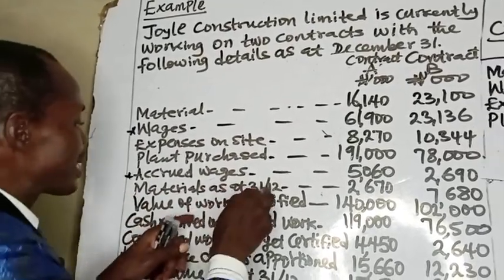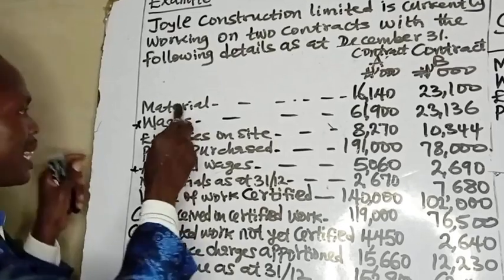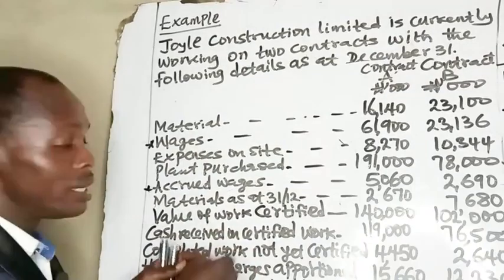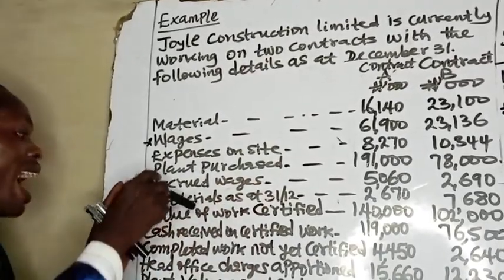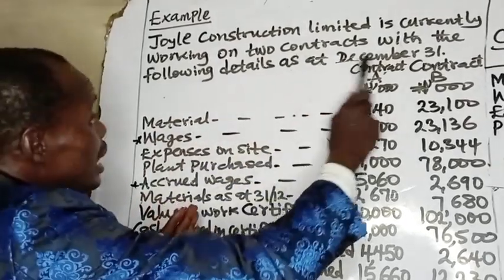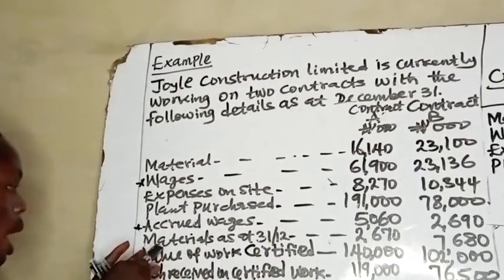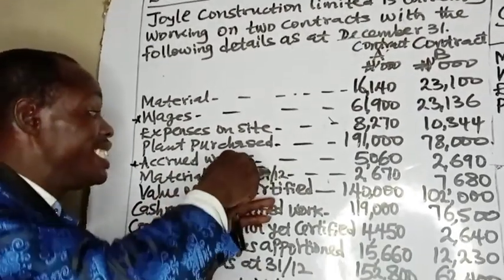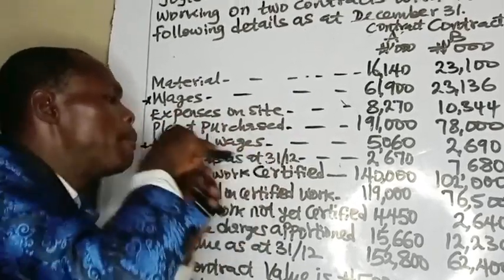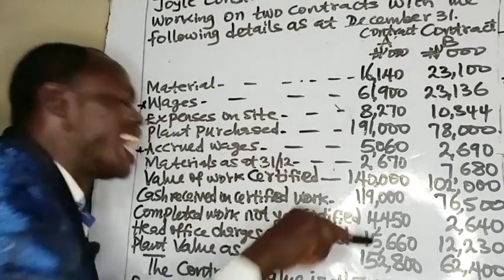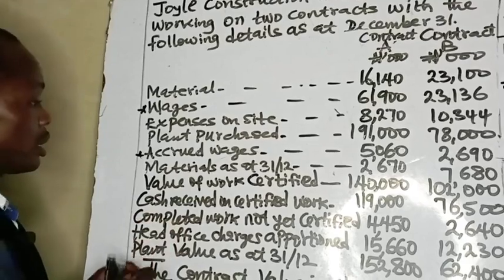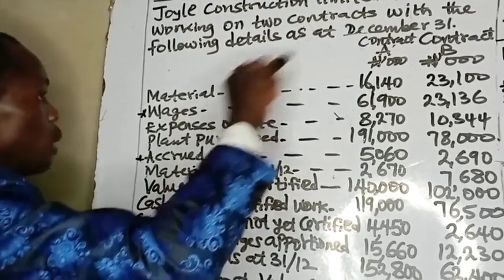Materials as at 31st of December. If you look at this, you have materials here, and then you equally have materials as at December. December 31st is the end of the accounting period, since the year end is December 31st. You were given materials as at the year end. It means these are unused materials on site. Since these materials were not used up in the contract, they were not consumed, you are going to credit them.